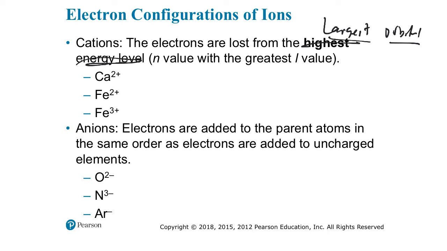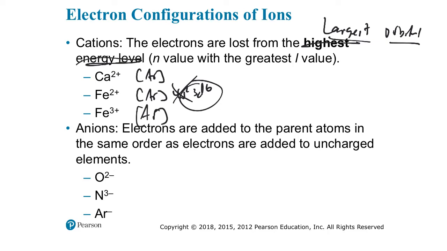So the configuration of calcium 2+ is just the argon configuration. Iron 0 would be argon 4s2 3d6. So iron 2+ loses the larger 4s subshell first, it becomes a 3d6. Iron 3+ loses one more electron from the d, the next largest orbital, so it becomes a 3d5. Anions just fill their electrons into the next higher energy shell.